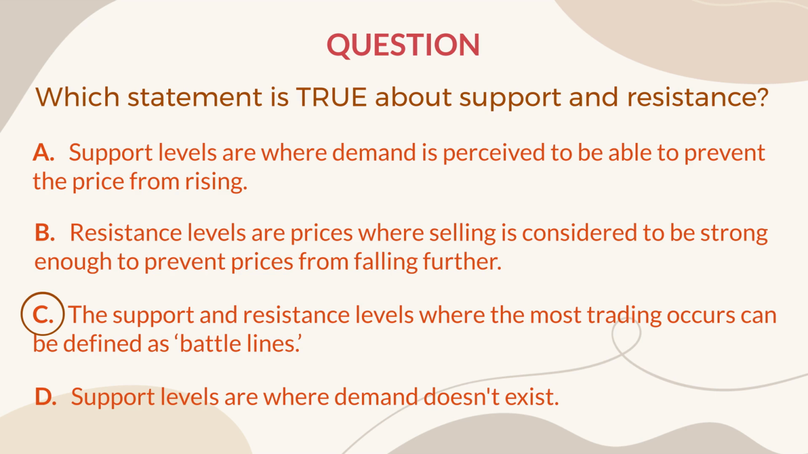The correct answer is C. The support and resistance levels, where the most trading occurs, can be defined as battle lines.